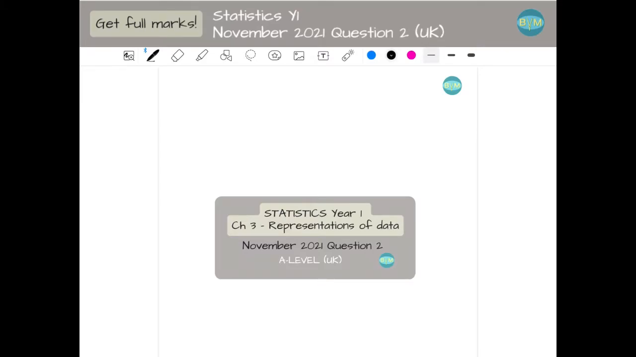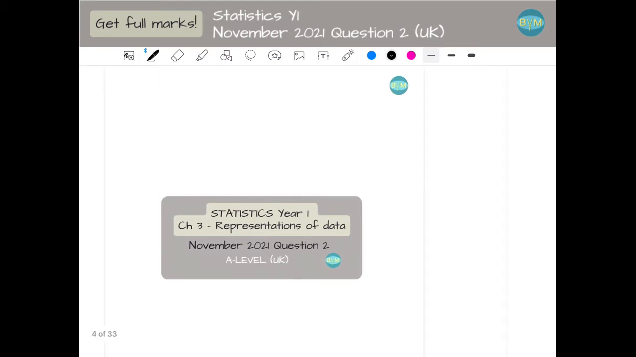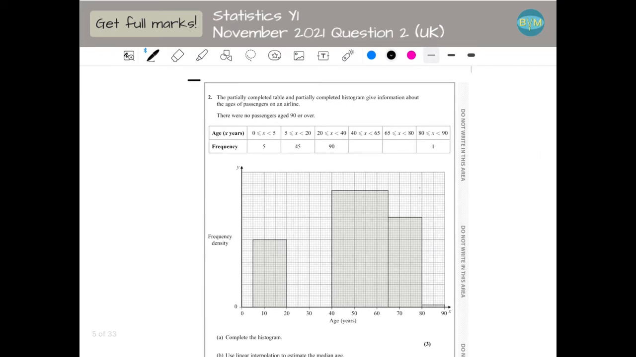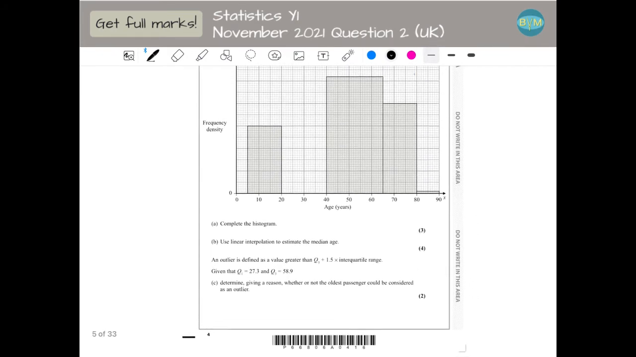Hello, this is question 2 on the November 2021 paper. It's a statistics question and it has a histogram. I'm going to show you how you can get full marks on this question, which is worth 9 marks.